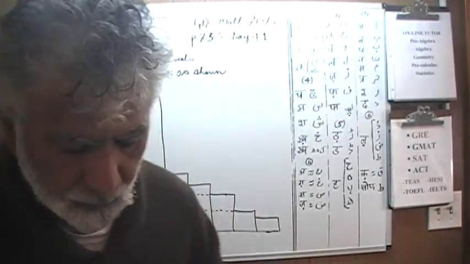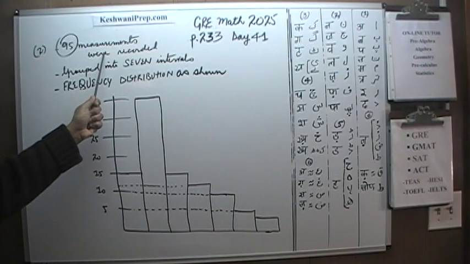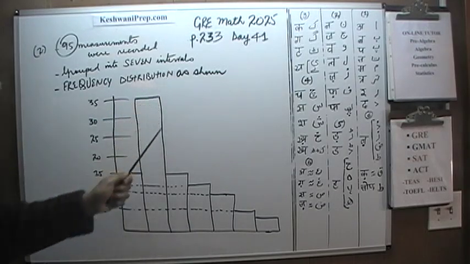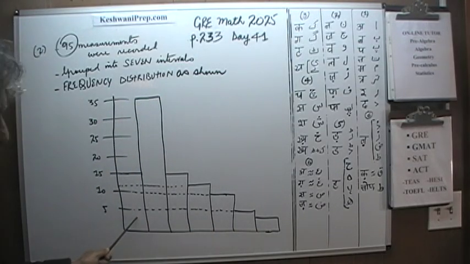So here we go. We are told that we have 95 measurements. 95 measurements were recorded. 95 observations were recorded. They were grouped into 7 different intervals. As you can see here, 1, 2, 3, 4, 5, 6, and 7. 1 through 5, 6 through 10, and so on and so forth.